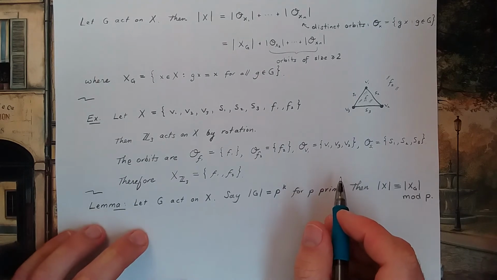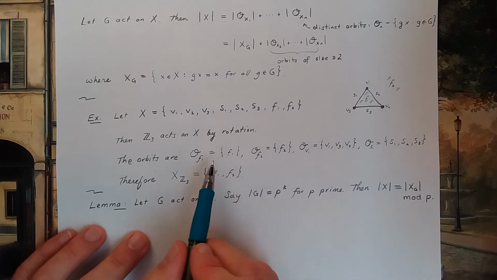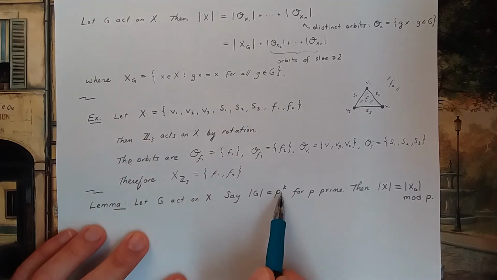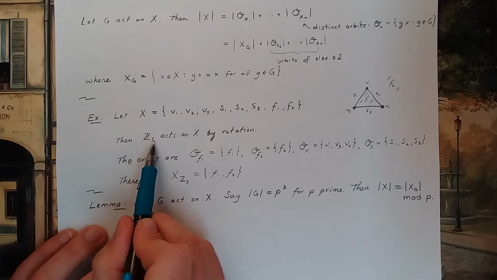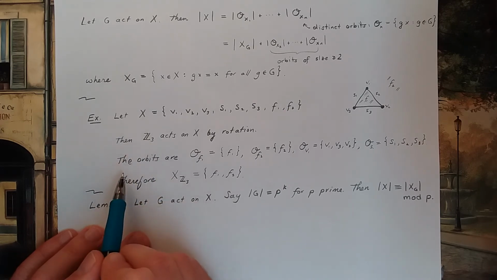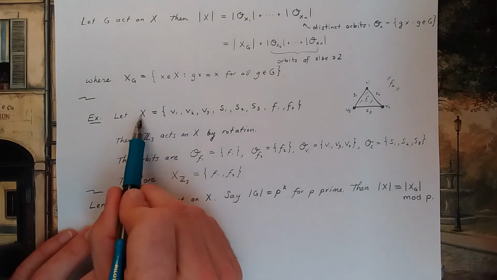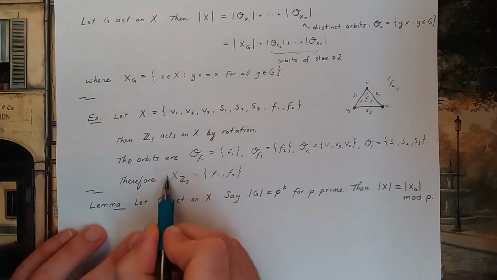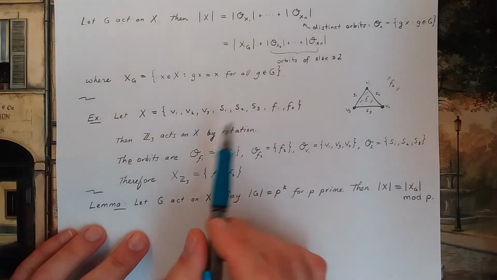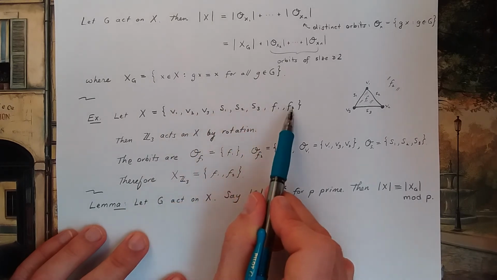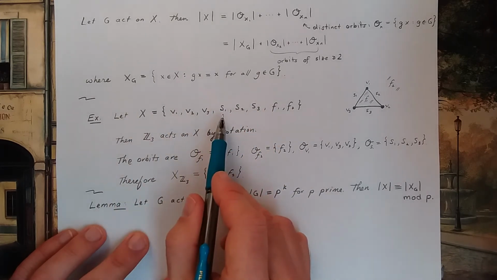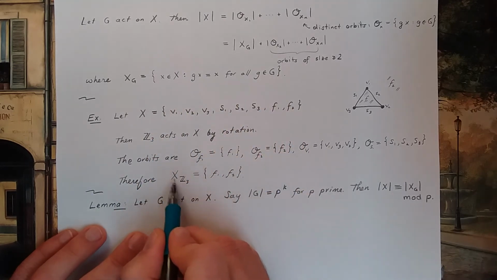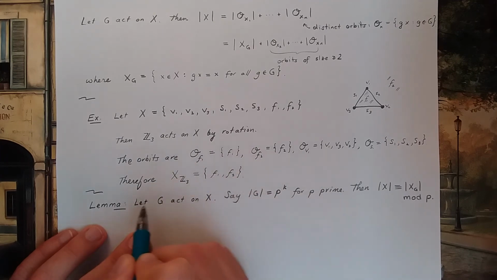So let's see if that's the case in this example. So here the prime is 3. So 3 is p and k is 1 in this example. So I have 3 divides the size of Z3. That means if I divide the size of X by 3, it should be the same remainder as if I divide the size of this set by 3. We could see it's true because I have 1, 2, 3, 4, 5, 6, 7, 8 elements in X. So that's 2 mod 3. And the elements in this set number 2 mod 3.